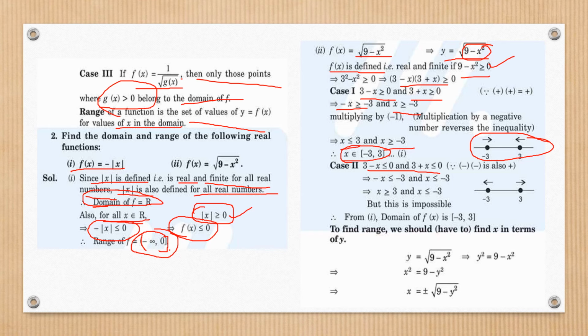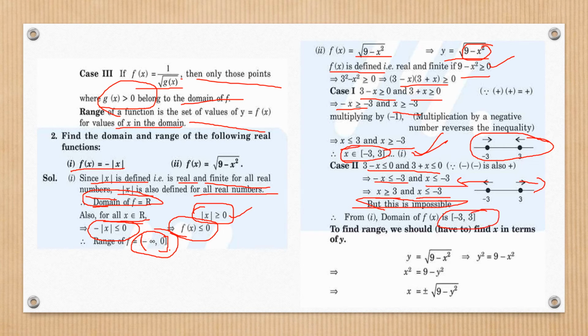Or case number 2 is when both are less than or equal to 0. So minus x less than or equal to minus 3; multiplying by the negative sign, x greater than or equal to 3, and x less than or equal to minus 3, right? So x greater than or equal to 3 means towards this side, and less than or equal to minus 3 towards that side. Is there anything common? No. So this case is impossible. So what is the domain? The domain is decided from the first case only: the closed interval minus 3 to 3.